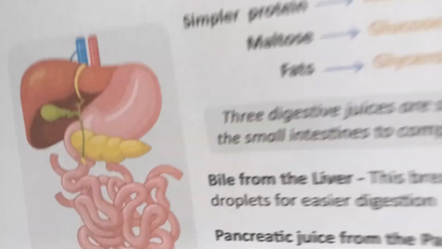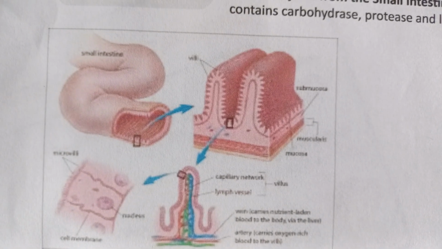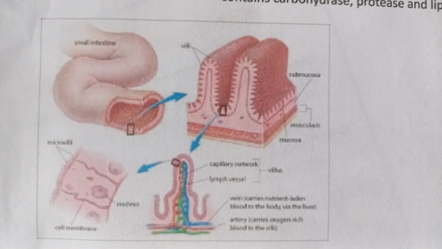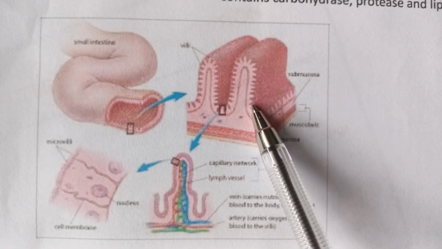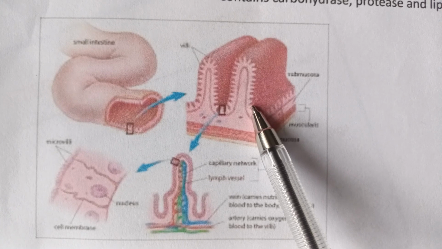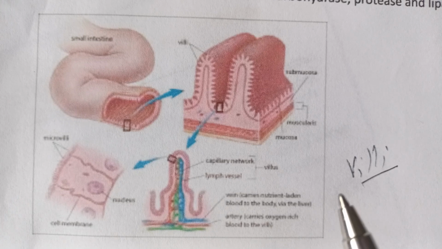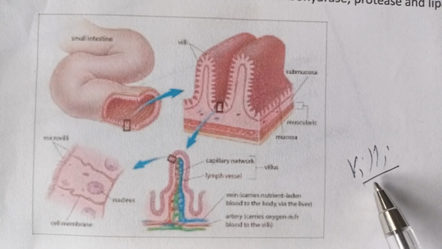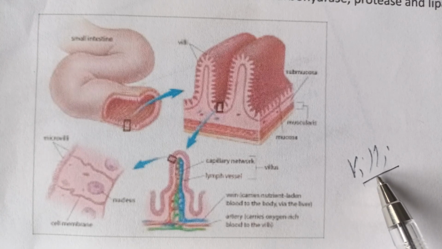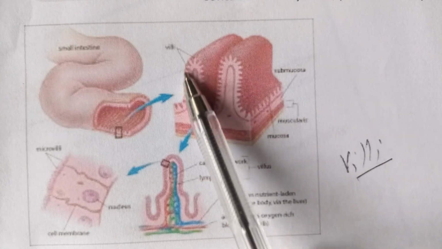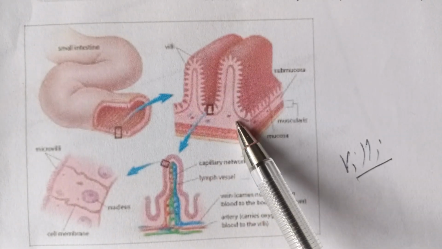Now have a look at the wall of the intestine. You don't need to know great details of this diagram, but I've just tried to show you how the wall looks microscopically. The inner lining of the small intestine has numerous finger-like projections, and these are called villi, V-I-L-L-I. Single is villus and plural is villi. They increase the surface area for absorption. So there is so much surface area available for absorption. That is why there are small projections here.